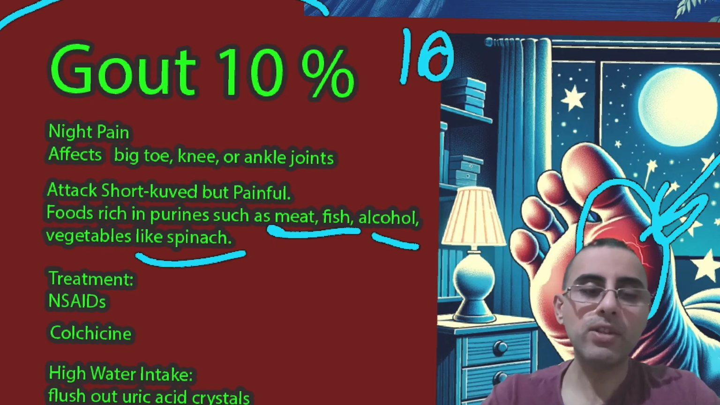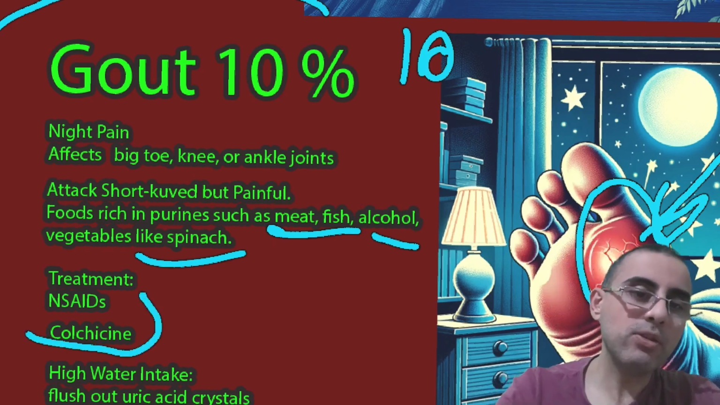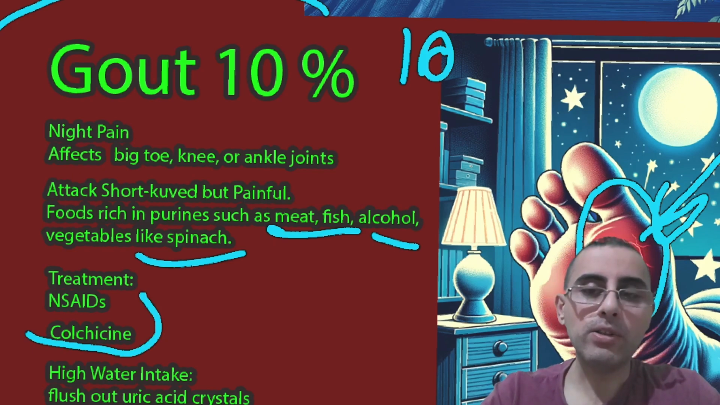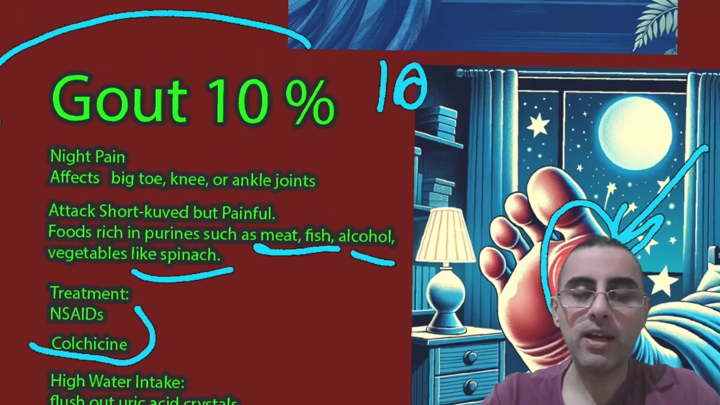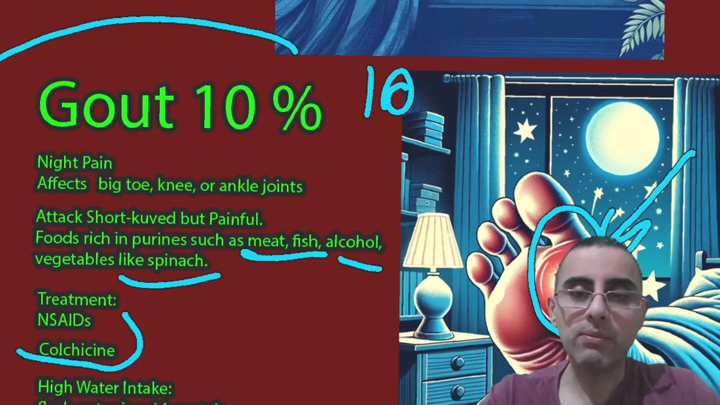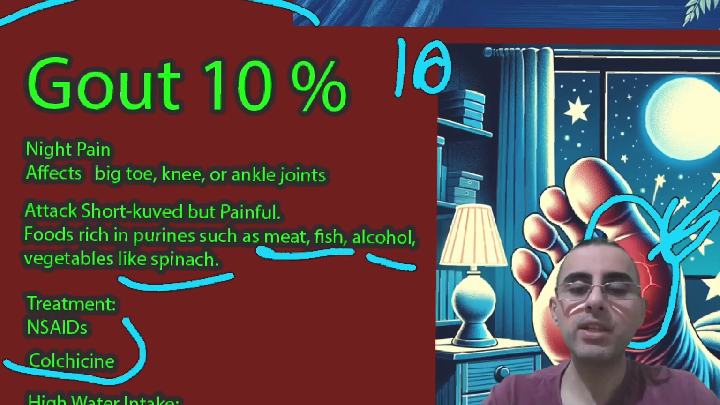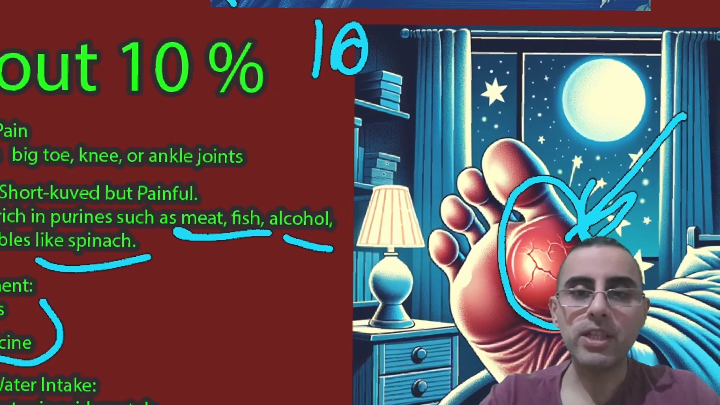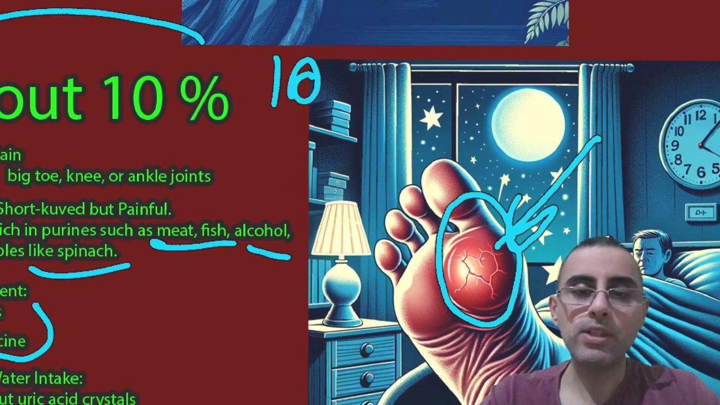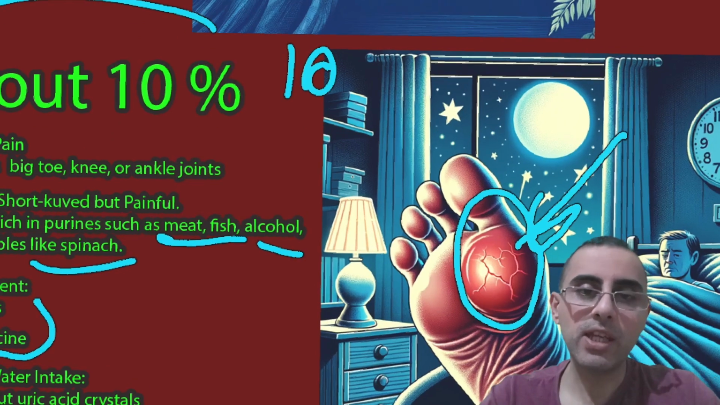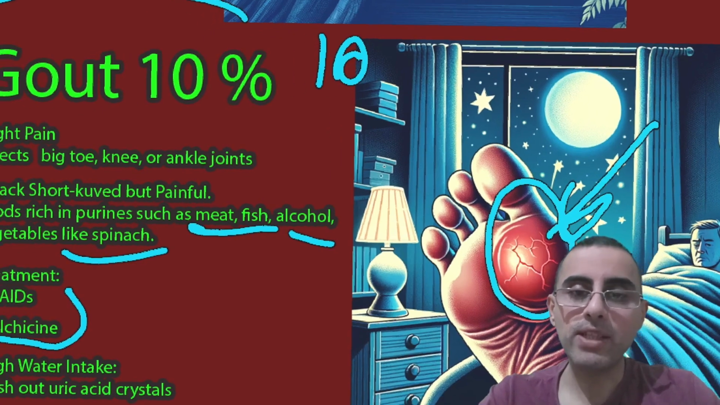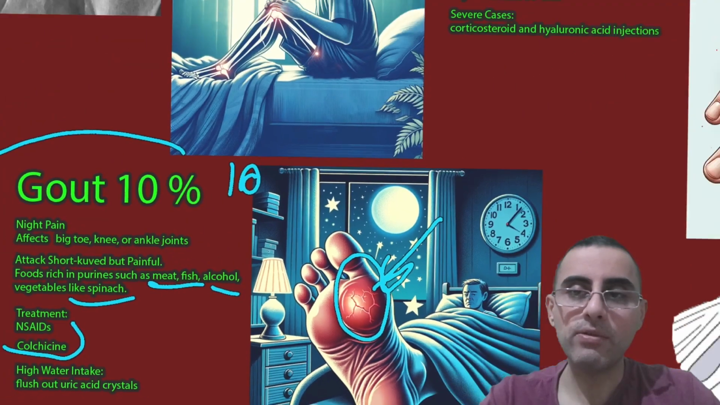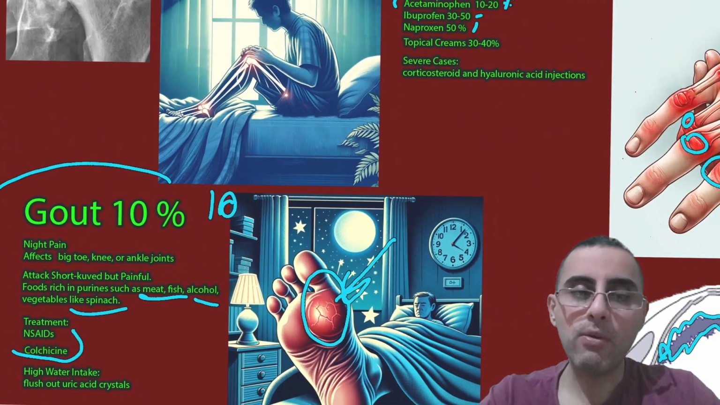And treatment is non-steroidal, colchicine also, and intake of a high amount of water to flush out uric acid crystals. It's an important part of treatment also, and avoid foods which are rich in purines, and eat foods which do not contain or contain very minimal purines. For example, white bread or white rice and bananas and several other foods contain very low or no purine.